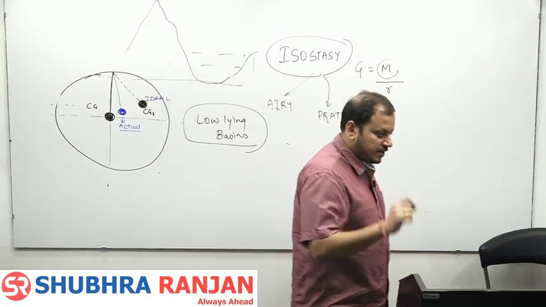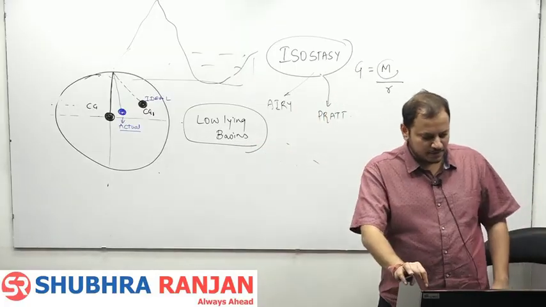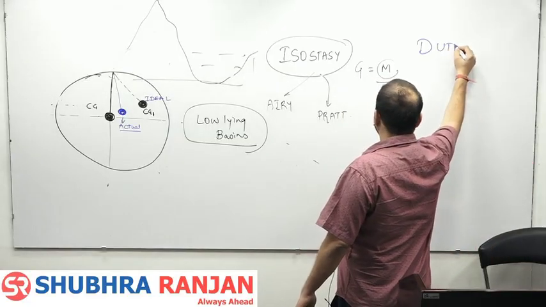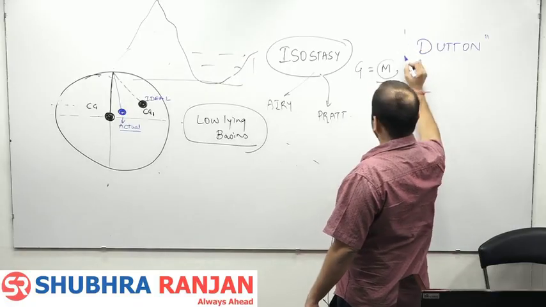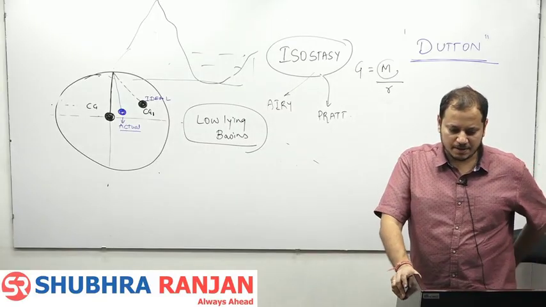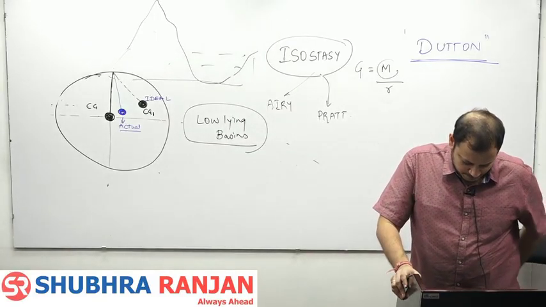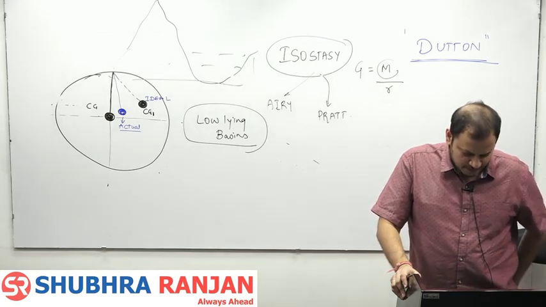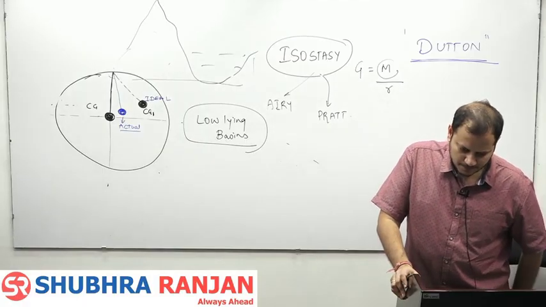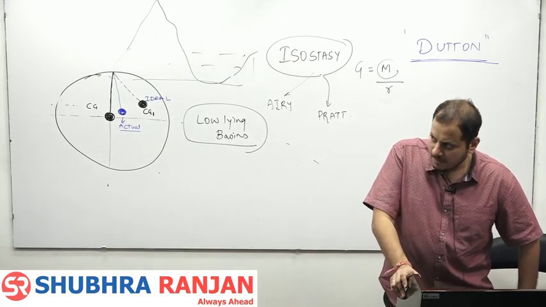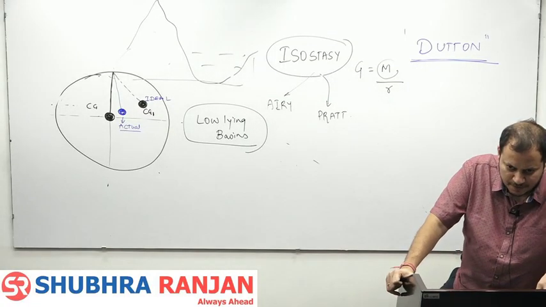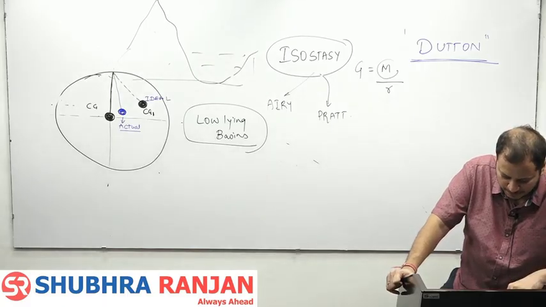The term was first given by, isostasy में ये नाम आना ही चाहिए, Dutton. It was first given by Dutton to determine the state of gravitational equilibrium between the different relief features.